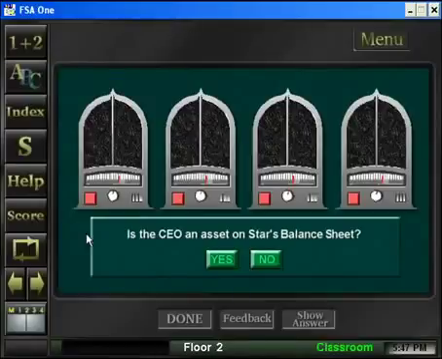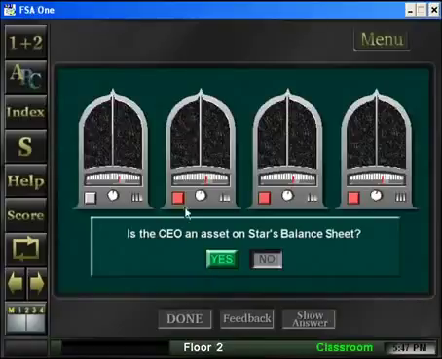Is the CEO an asset on Star's balance sheet? You are correct.